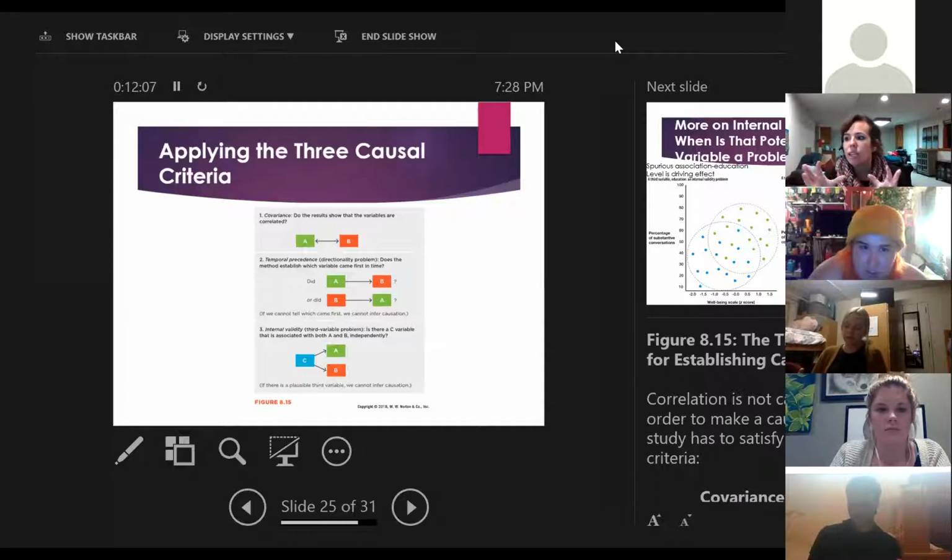And then internal validity is to make sure that there's not some sort of plausible third variable that is either a moderator or mediator or confounding effect on the other two. So is there something that is impacting that? So in my GPA and SAT example, what would be a possible third variable that would also impact SAT scores and high school GPA?